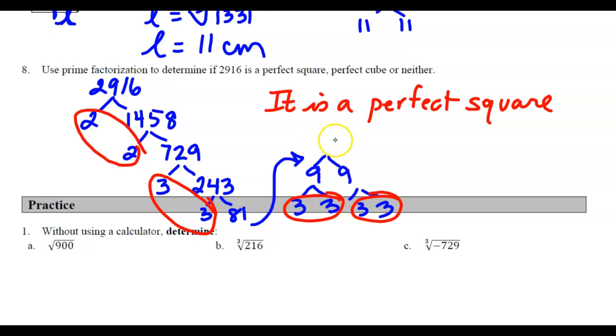What is it equal to? So the prime factorization, if I do it here, is 2 squared times 3 to the 6, right? And yeah, it doesn't say to take the square root, it just asks what is it. So it is a perfect square using prime factorization. Okay, so that's the lesson.